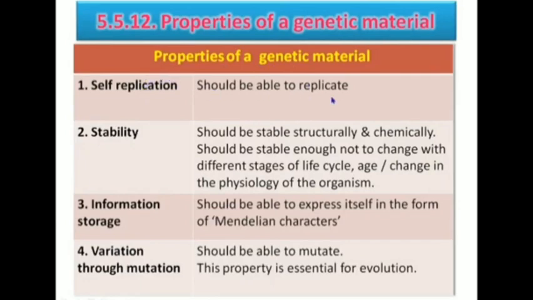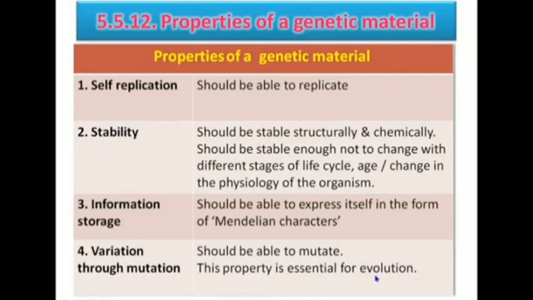First is self-replication: it should be able to self-replicate. The genetic material should be stable structurally and chemically, stable enough not to change with the different stages of life cycle, age, or change in the physiology of an organism. Third is information storage. It should be able to express itself in the form of Mendelian characters. And last is variation through mutation. The genetic material should be able to mutate. This property is essential for evolution of life.